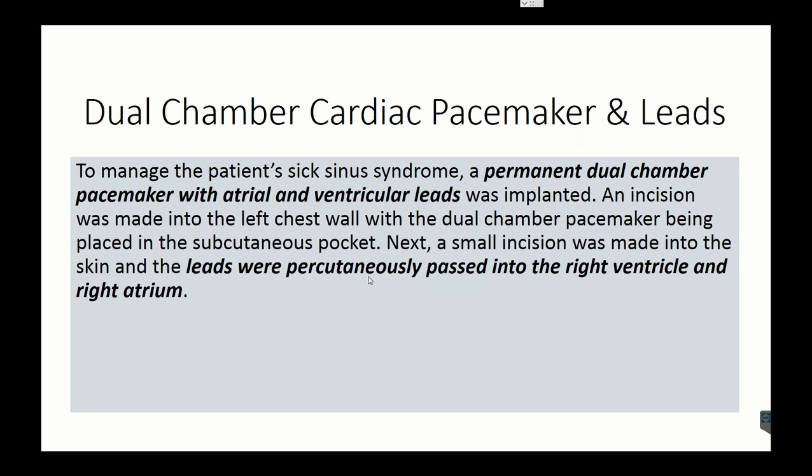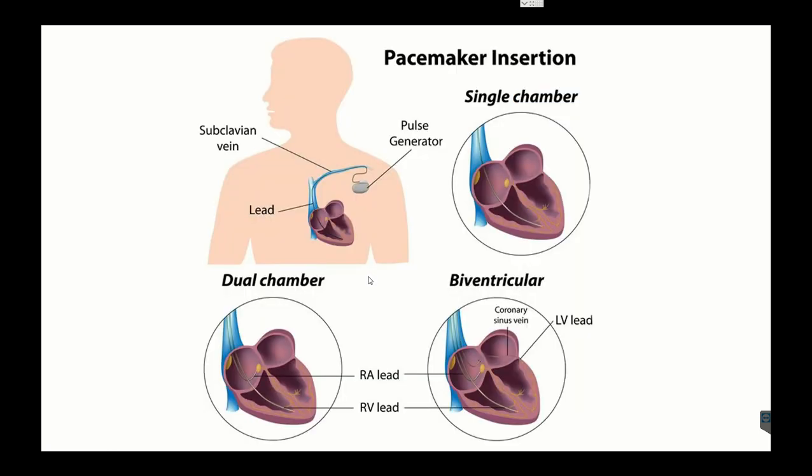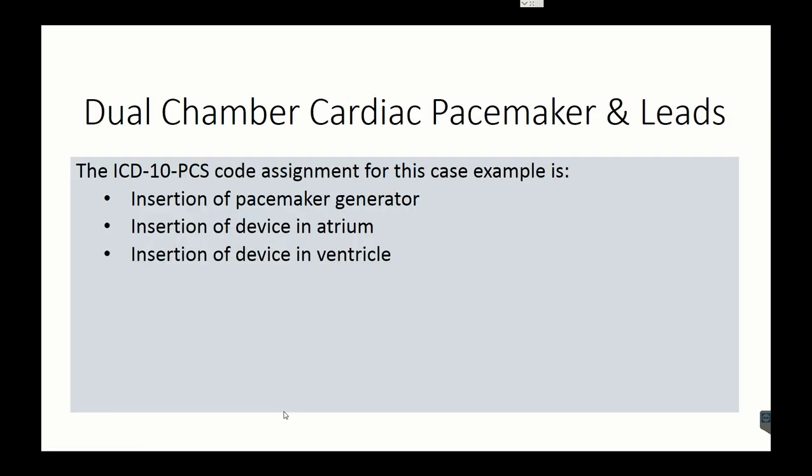I've got an image here to help us visualize how this goes. So here's where the pacemaker got put, and then they made a small incision to run this lead through the vein and, this is single, we're going to go to the dual here, into the right atrium and the right ventricle. So let's go over to the three. These are the three codes we need to find: insertion of the pacemaker and the two different devices, a device into the atrium and a device into the ventricle. So let's go over to the 3M encoder and code these.